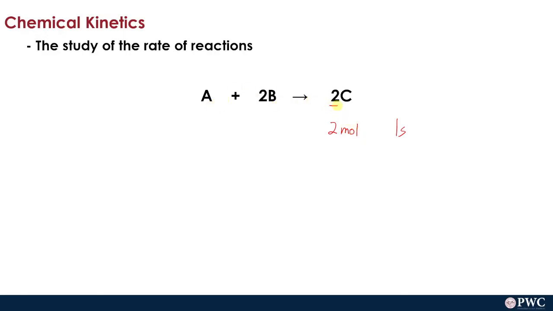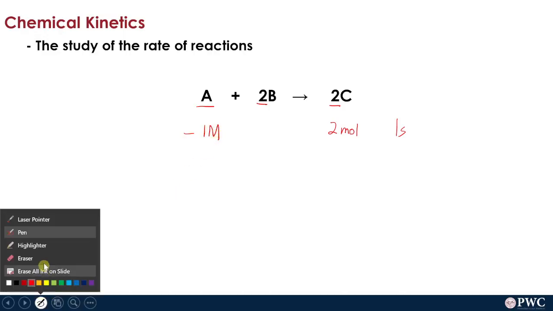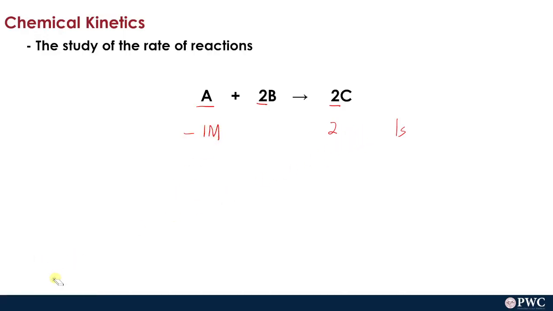If you base it on the balanced chemical equation, when 2 moles of C is produced by the reaction, 1 mole of A is consumed. So we have a decrease in the concentration of A by 1 molar. This is, by the way, in units of molar. At the same time, again based on the coefficients in the balanced chemical equation, 2 molar of B is consumed by the reaction.